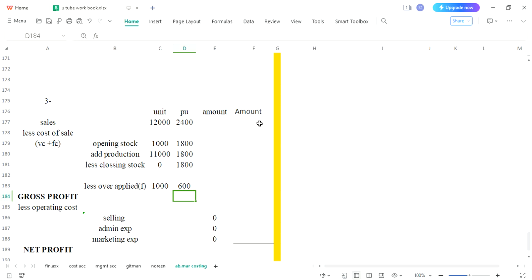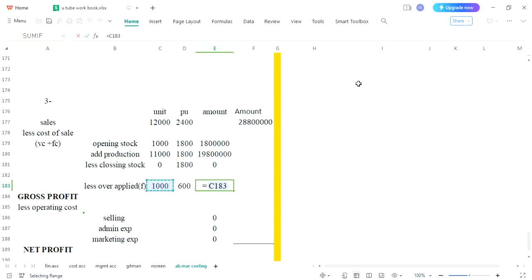Now we can calculate our total amounts. Amount of sale would be calculated by multiplying units into per unit. Units are 12,000. We need to multiply by per unit, which is 2400. Amount of sale is here 2880. In the inner column we will calculate opening stock, which is 1000 units multiplied by per unit 1800. Opening stock is okay. Production cost, for that we will multiply units 11,000 with per unit 1800. Our production cost is okay. Now closing stock, no units, that means it would be 0. For fixed cost, number of units 1000, and we will multiply it with 600 per unit cost.